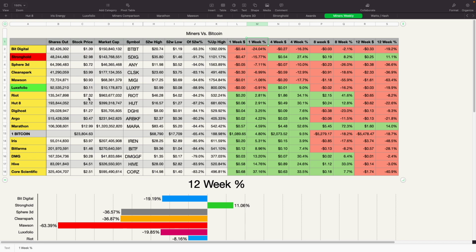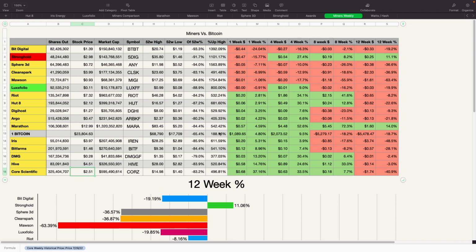Riot at 7.32, Hut 8 at 2.12, DigiHost at 1.27, Argo 1.47, Marathon at 12.99, and Bitcoin, obviously, 23,804. That was yesterday's closing price. Iris was at 3.97, Bitfarms $1.46, DMG at 28 cents, Hive $4.51, and Core at $2.51.